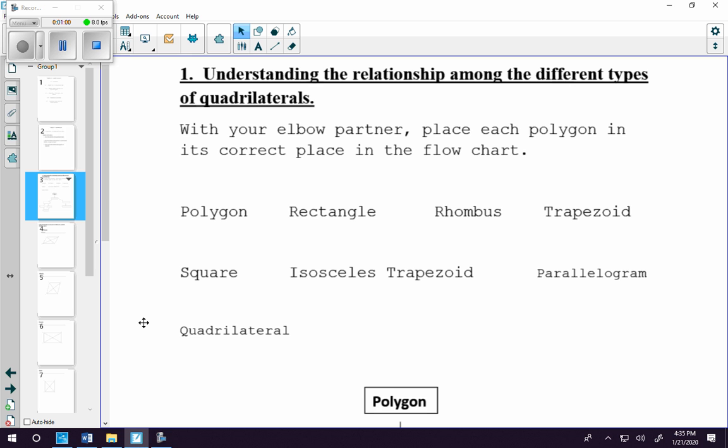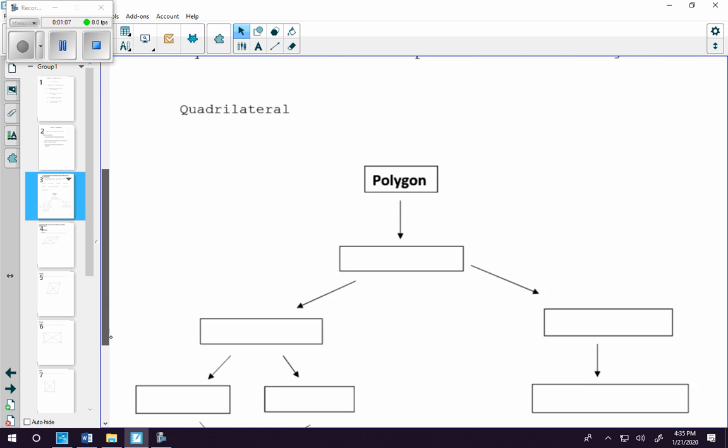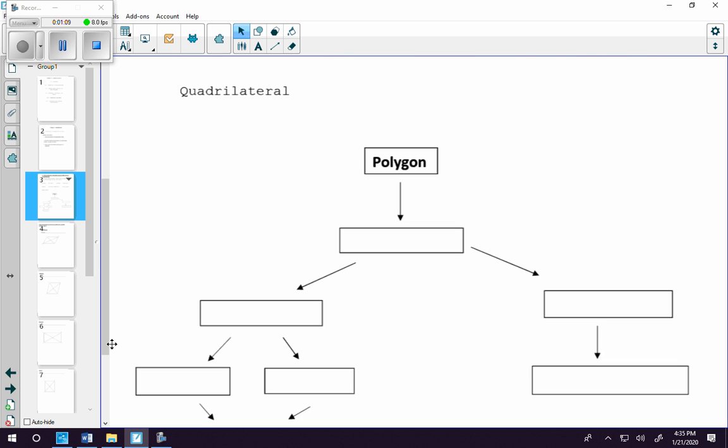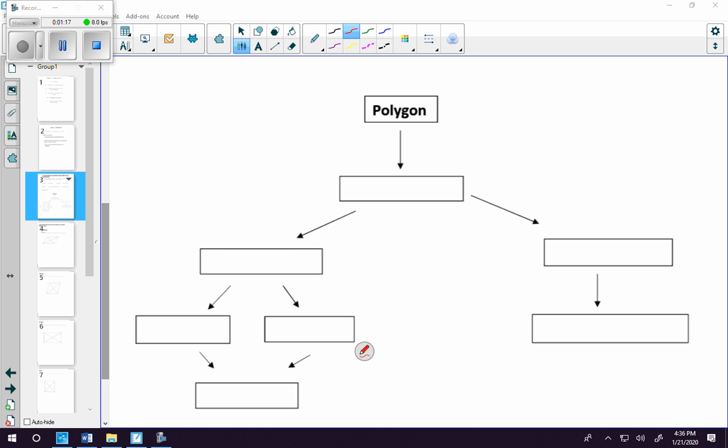So let's quickly review the relationships among the different types of quadrilaterals. So if we take a look here, at the very top, the most general name in this chapter, we're going to use the word polygon. And as we go down this flow chart, we're going to get more specific. So a little bit more specific than polygon is quadrilateral. Okay, and again, a quadrilateral is a four-sided polygon. And then as we veer off to one side now and get a little bit more specific, off to this side we have the parallelograms.